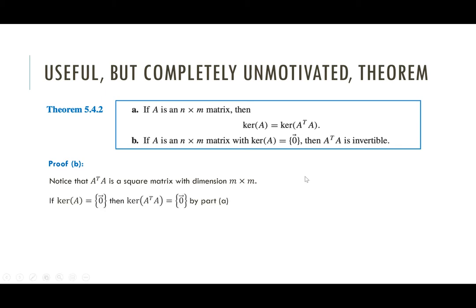All right, and then as we saw in part A, if the kernel of A is 0, then the kernel of A transpose A is 0. But if you're a square matrix and the kernel consists of only the 0 vector, then your matrix is invertible. I forget what theorem that is, but based on your homework, this was everybody's favorite test for invertibility, so I think you know it.